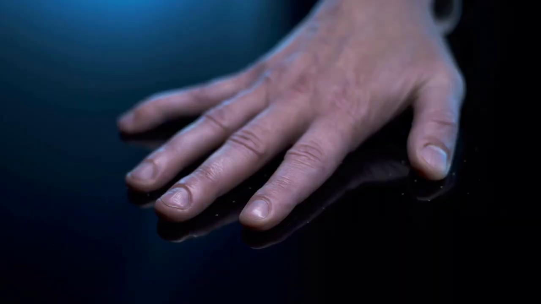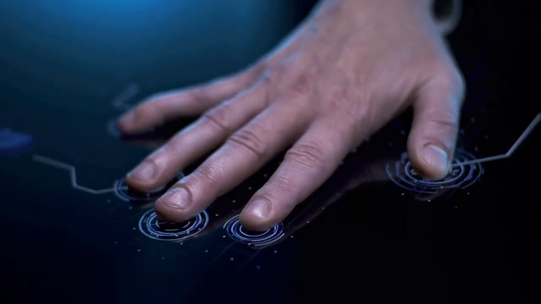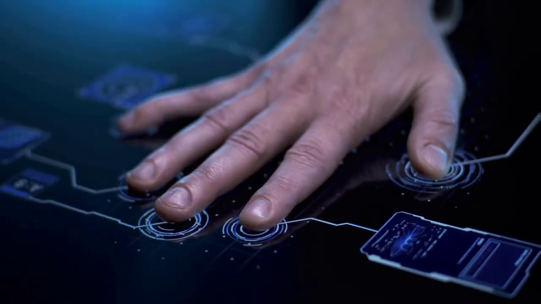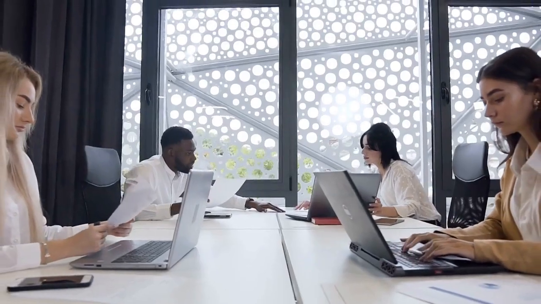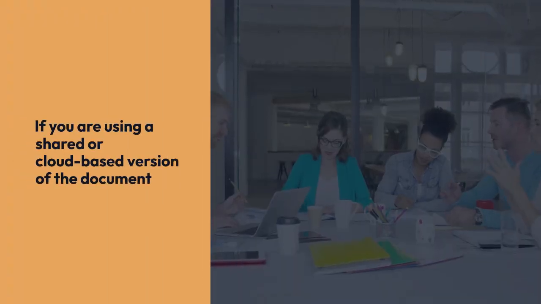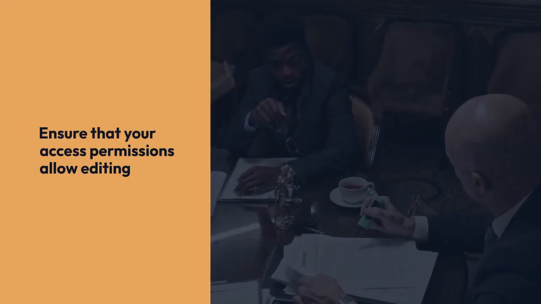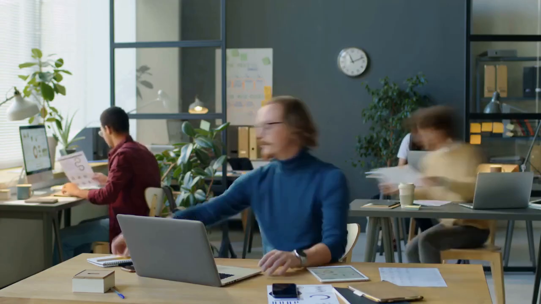10. If you're still having trouble, check the file's properties for any restrictions. Right-click the file, select Properties, and then check the Security or General tabs depending on your operating system. Look for any permissions that prevent editing. 11. If you are using a shared or cloud-based version of the document, ensure that your access permissions allow editing and not just viewing.